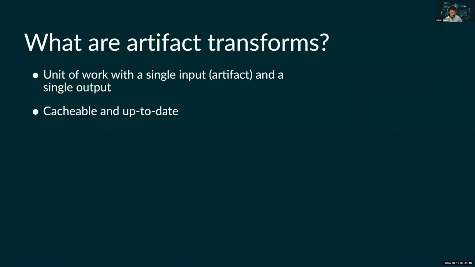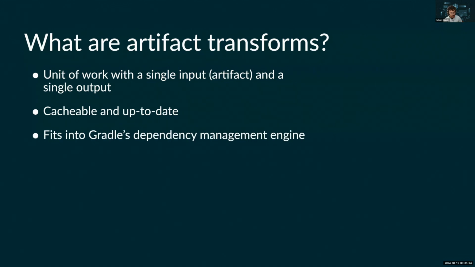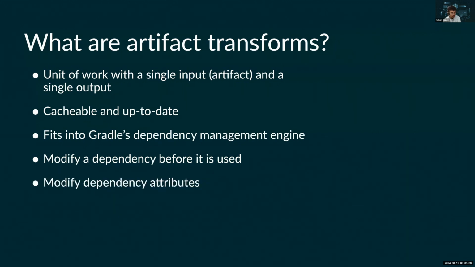Artifact transforms can be cacheable, and they can be up to date. They also fit into Gradle's dependency management engine, as I explained before, with the attributes, and they basically modify a dependency that already exists before it is used by modifying the dependency attributes, as I explained.